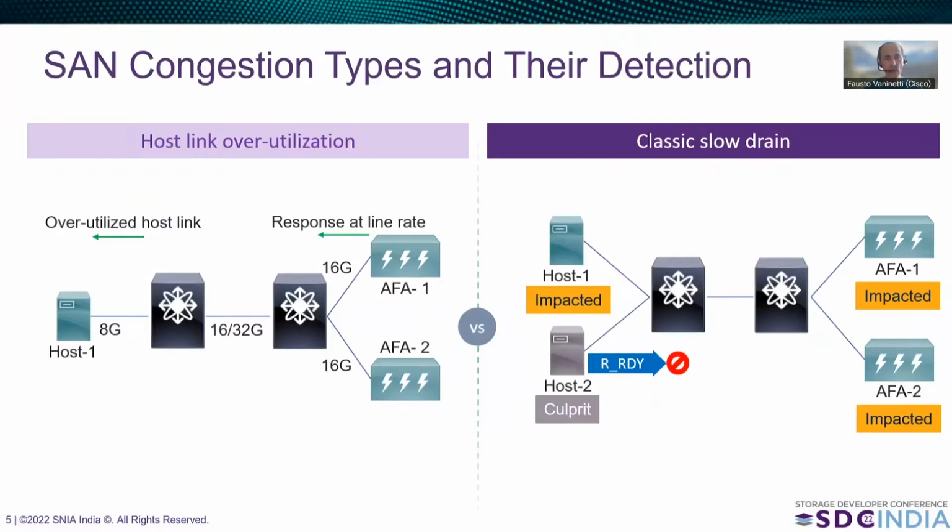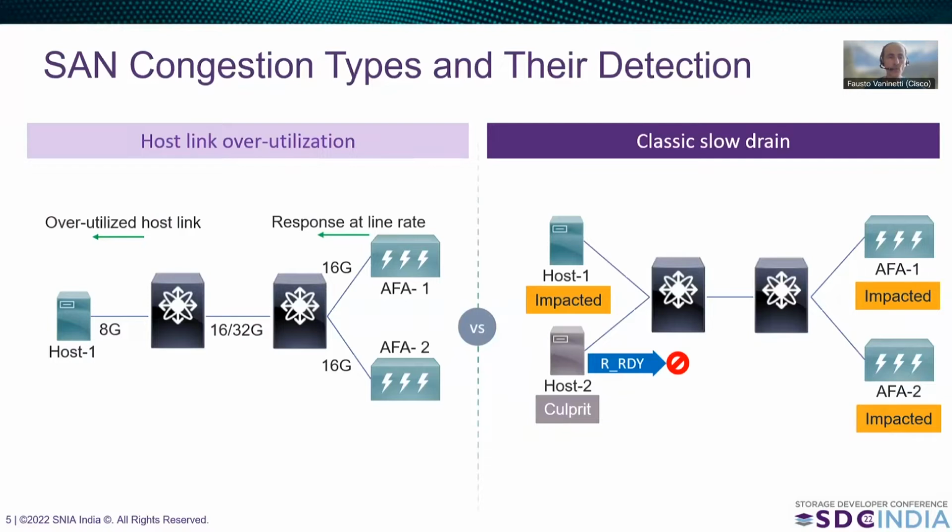Now, what I just described in words is depicted here in a graphical format. On the left, you have the host link overutilization scenario. On the right, you have the classic slow drain scenario. Look at the left. You can immediately understand that something could go wrong in this solution. In fact, the host is connected with an 8 gig port, whereas the all-flash arrays are connected using 16 gig ports. Now, imagine if the host is asking for data, the all-flash disk array will immediately respond with all the data toward the host. And in this way, it will saturate the host link. This is a typical example of host link overutilization.